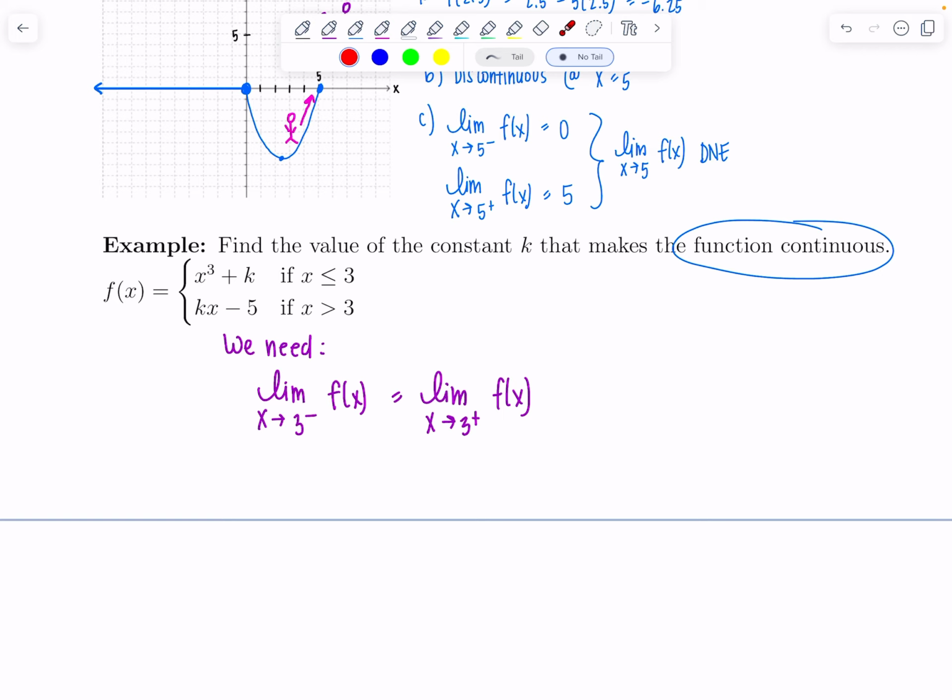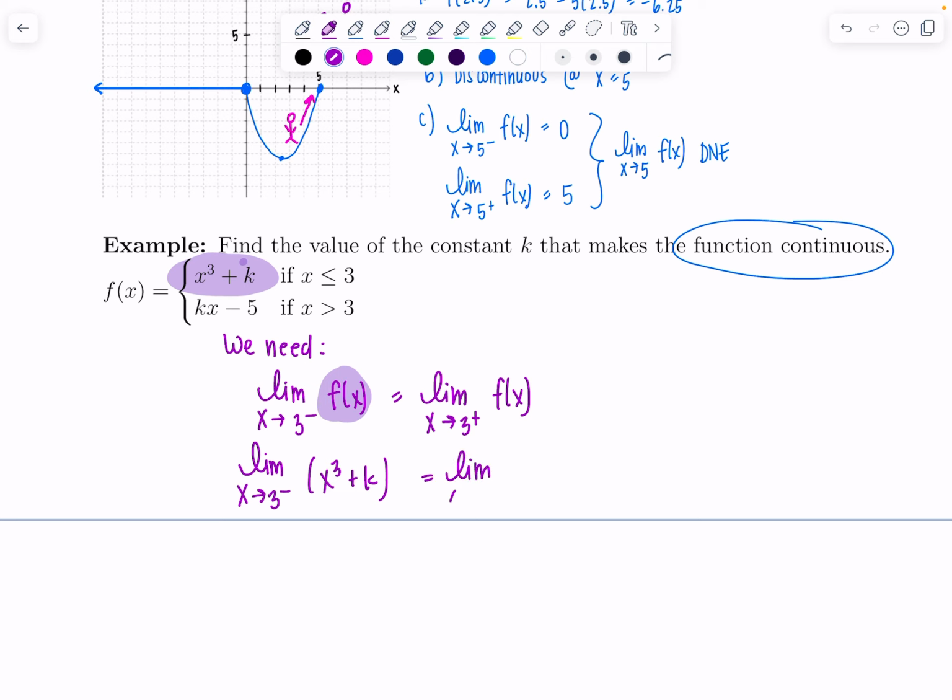So now let's see what it would take for that to be true. So the limit as x approaches 3 from the left, how is f of x defined from the left of 3? From the left of 3 means values that are smaller than 3. So it's equal to x cubed plus k. And then I need that to equal the limit as x approaches 3 from the right of f of x. How is f defined from the right? That's values larger than 3, and it's equal to kx minus 5.